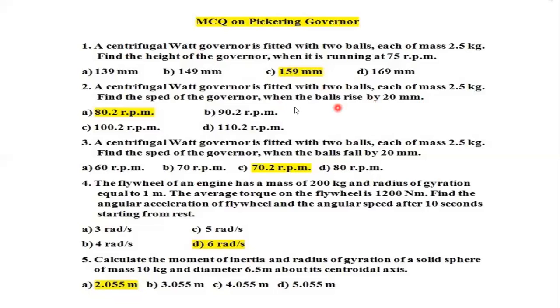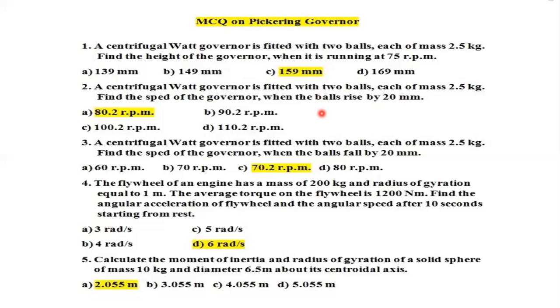But in this case, they have clearly mentioned that the ball has risen 20 mm. So just imagine, if the ball is rising, automatically the height of the governor will be reducing. So H1 will be 159, which you got with the help of n equal to 75 rpm. In that, 20 mm rises, right? Since it's rising, the height will get reduced. So automatically H1 will be equal to 159 minus 20. So you'll be getting 139 mm, which is nothing but 0.139 meter.